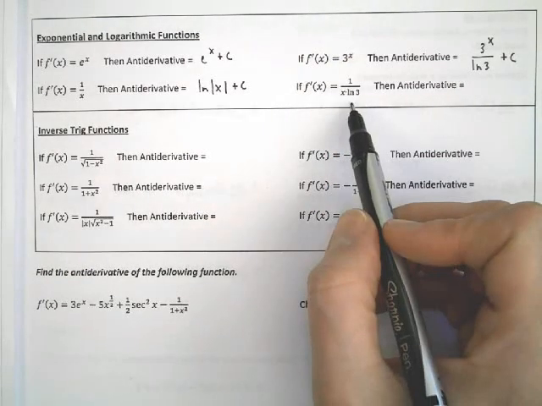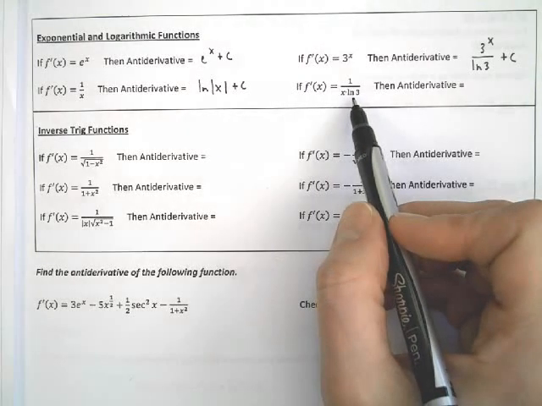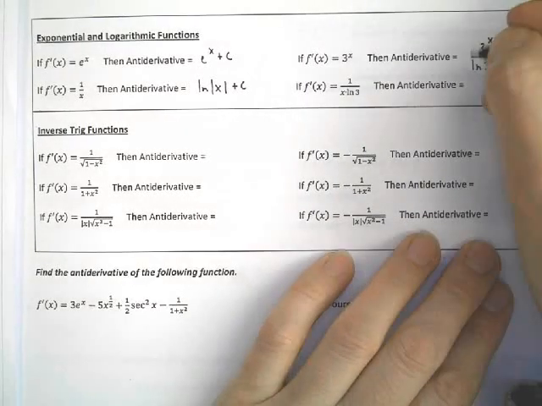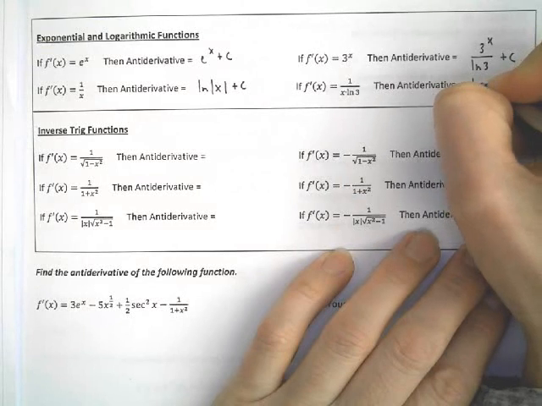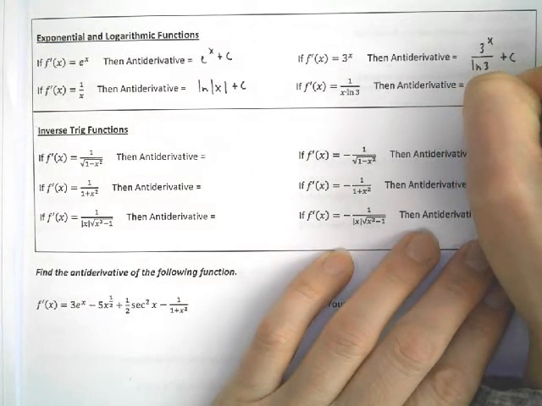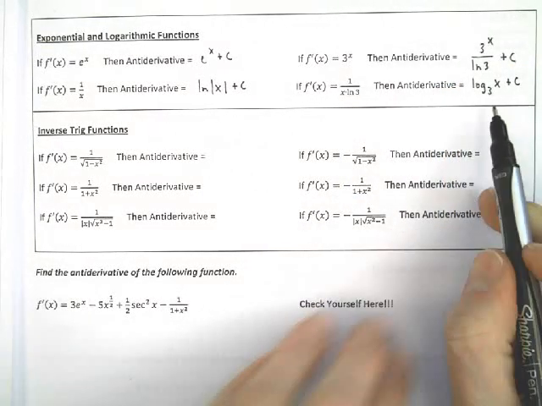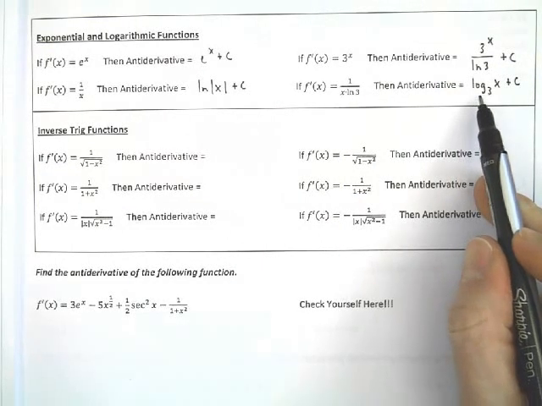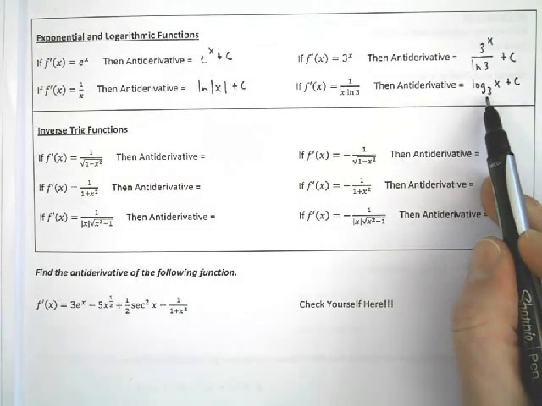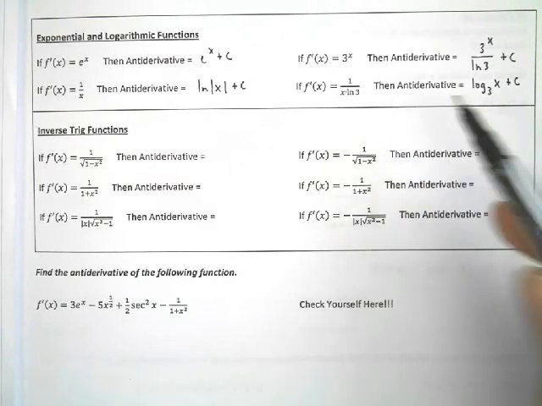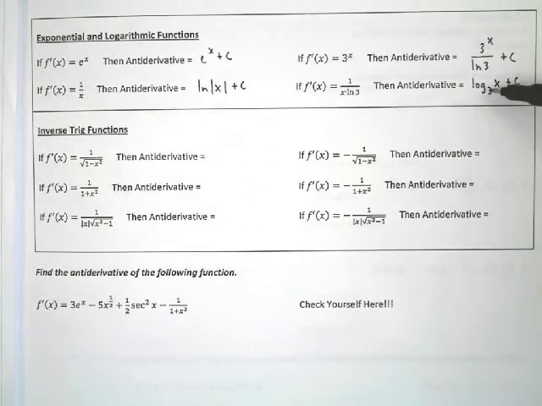Okay, and then for this one, I know this is my log derivative. So the antiderivative here has to be log base 3 of x plus c. So if I were to differentiate this, I know I get 1 over x times the natural log of the base there, which is 3. Again, these two, if these are tricky, then you need to go back and really firm up the derivatives for your logarithmic and exponential functions.